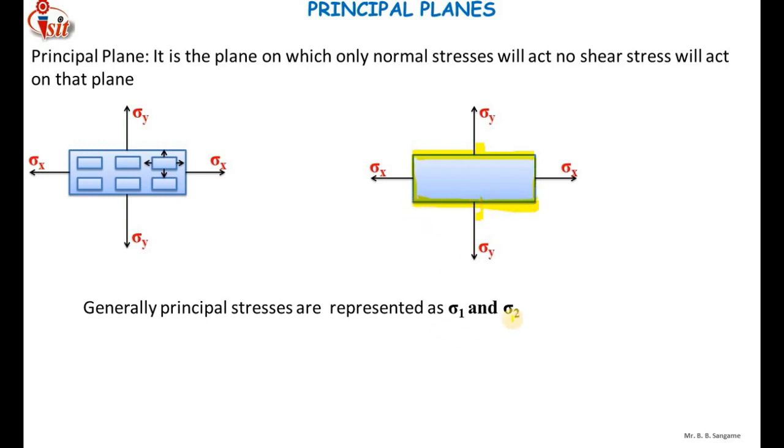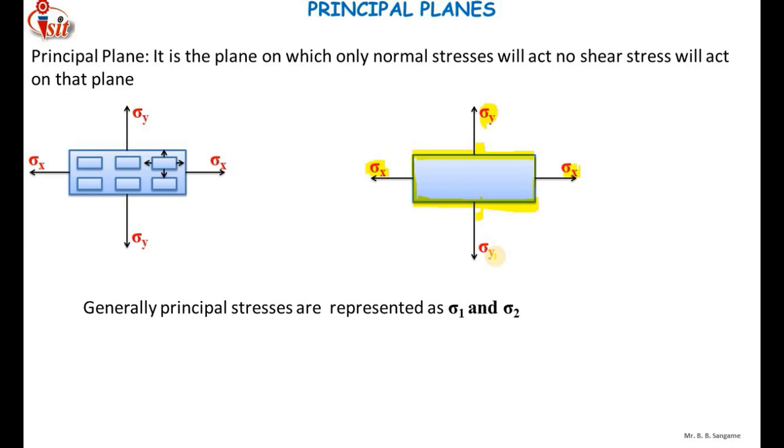Generally principal stresses are represented as sigma 1 and sigma 2. Here you can see that sigma x has a larger magnitude compared to sigma y. So I am going to consider sigma x as the major principal stress and sigma y as the minor principal stress.